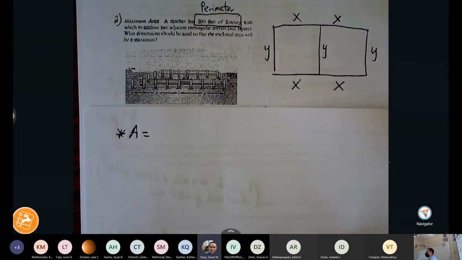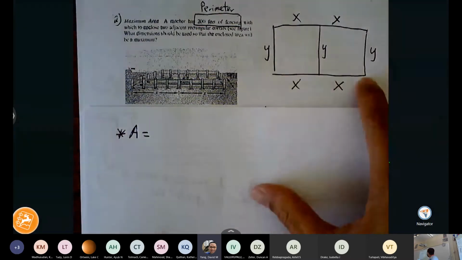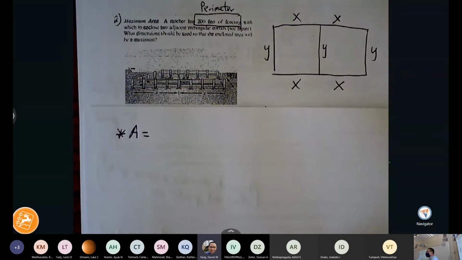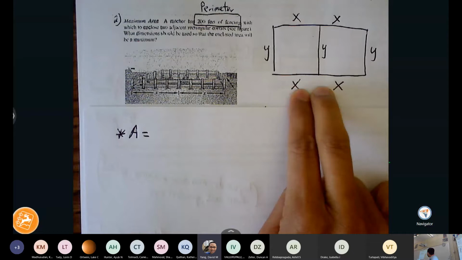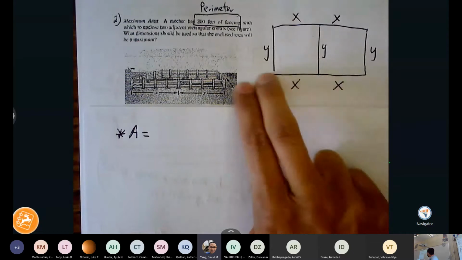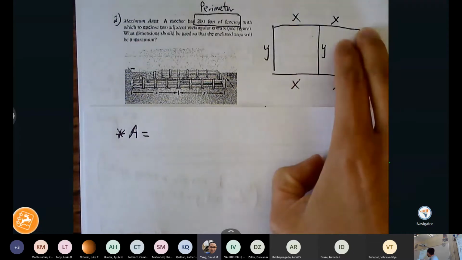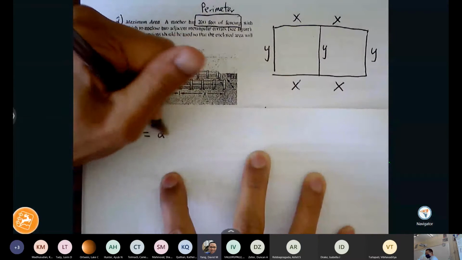X squared y. Close. Right? Length times width. 2x. Yeah, 2x, so x plus x. But that's a common thing to do, that we multiply, but we got to make sure we add. So x plus x is 2x, so length is 2x, width is y, 2xy.